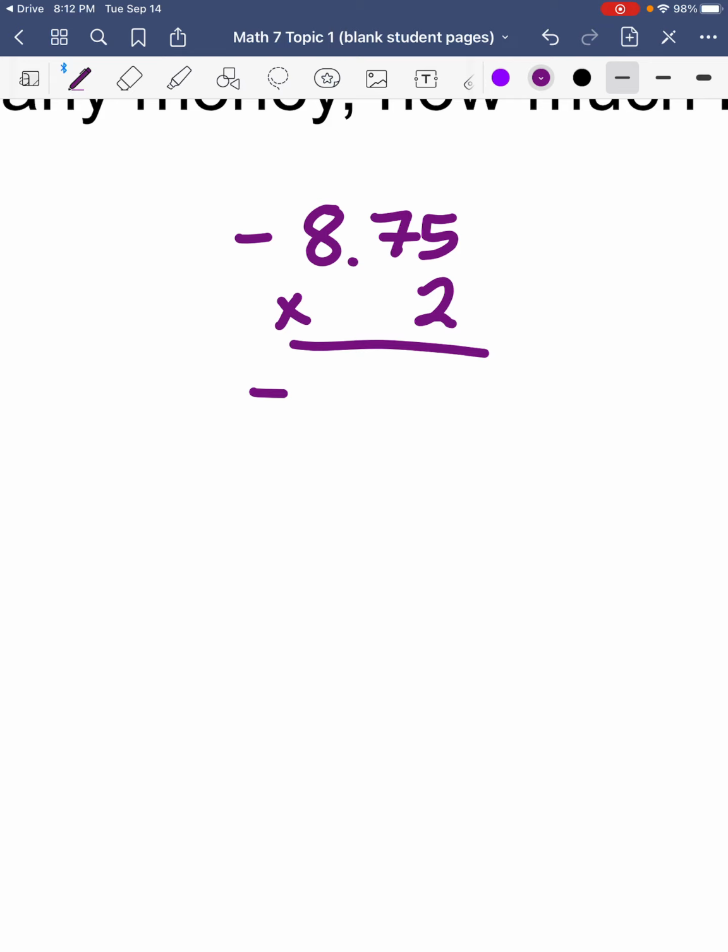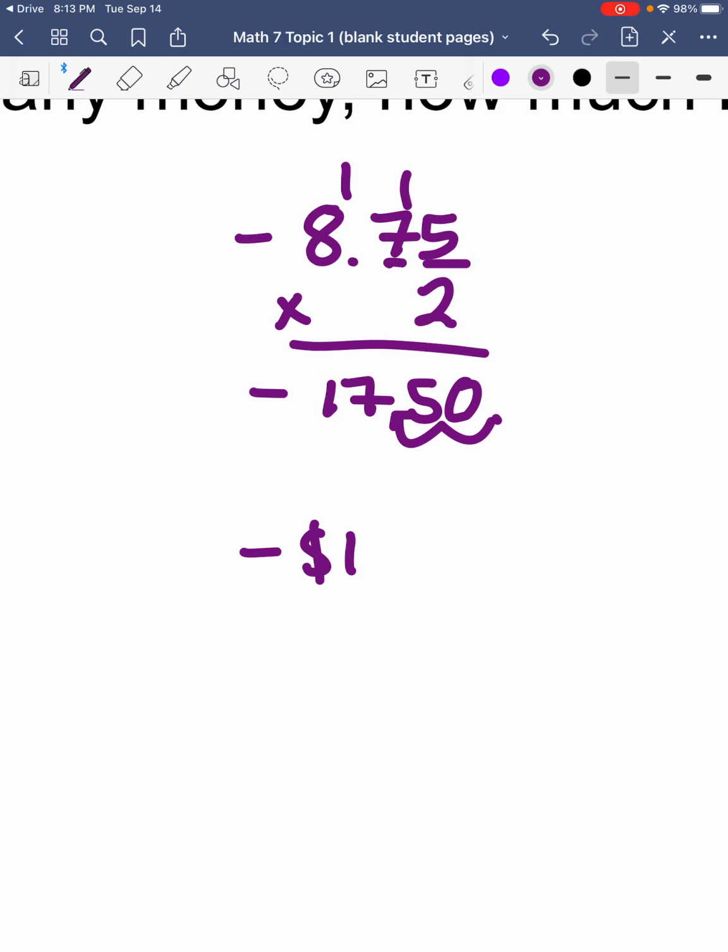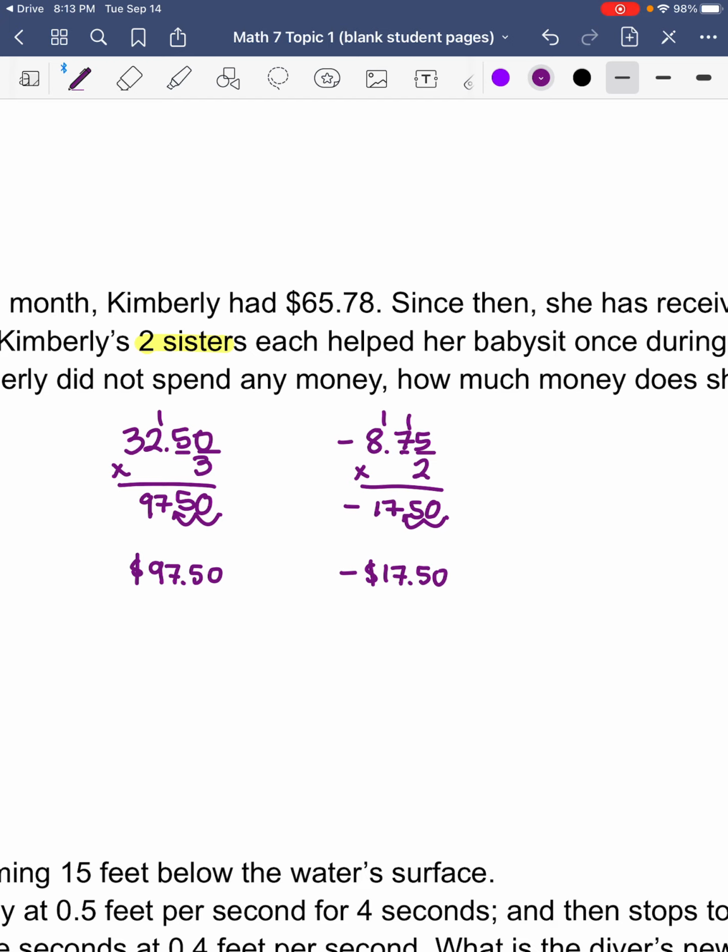Well, what is 2 times 5? 10. 2 times 7 is 14 plus 1, 15. 2 times 8, 16 plus 1, 17. So our decimal's there, but because we have 2 decimal places, we move it 2 places over. So it becomes negative $17.50. So that's how much she had to pay her sisters.